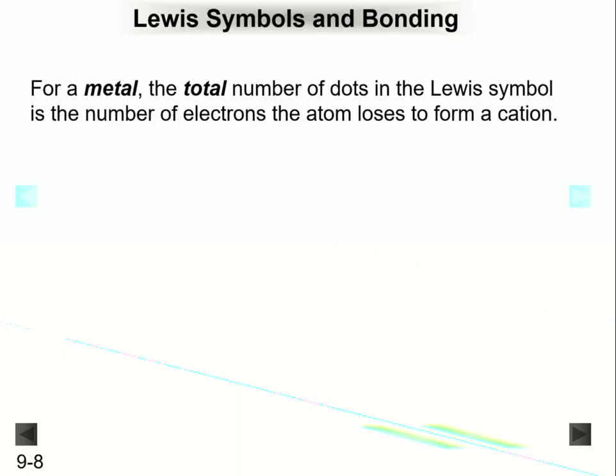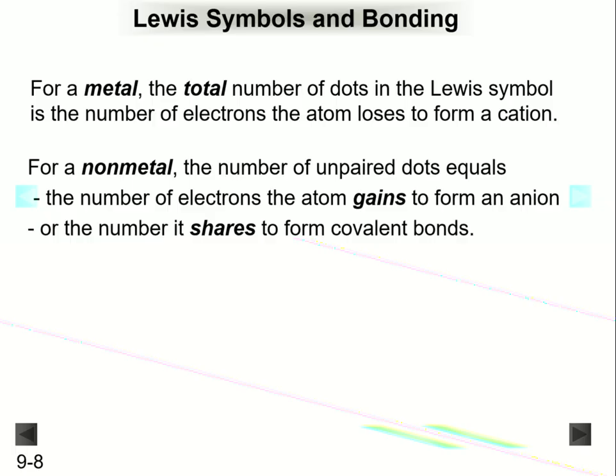Now, for a metal, the total number of dots that you draw in the Lewis symbol is the number of electrons that the atom loses to form the cation. So if you have something with maybe more than 2 electrons, but you only form a dication, we just write down the 2 electrons that are involved in reacting. And for the nonmetal, the number of unpaired dots equals the number of electrons that the atom gains to form an anion, or the number it shares to form covalent bonds.